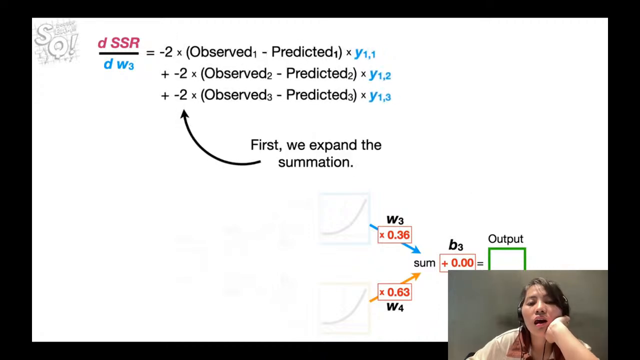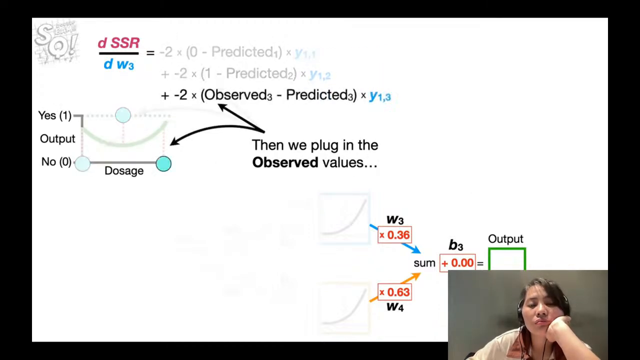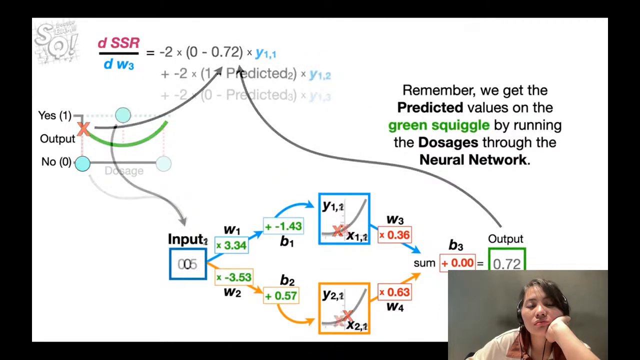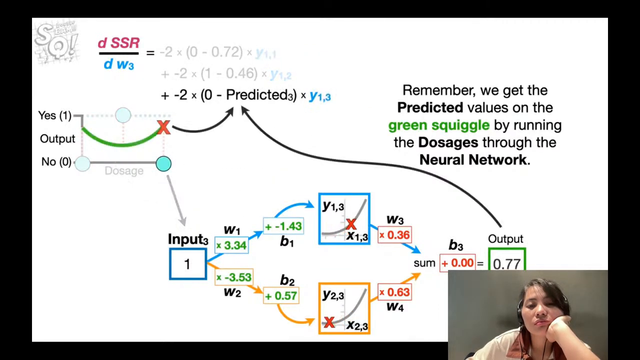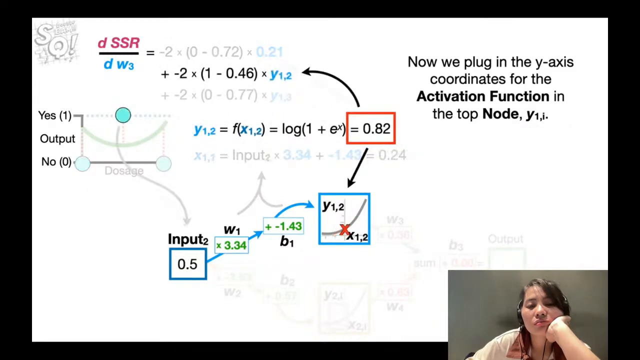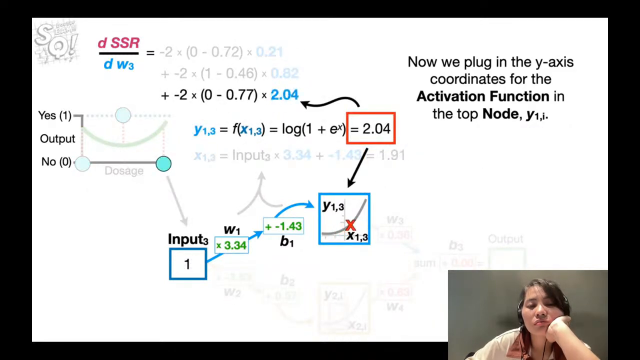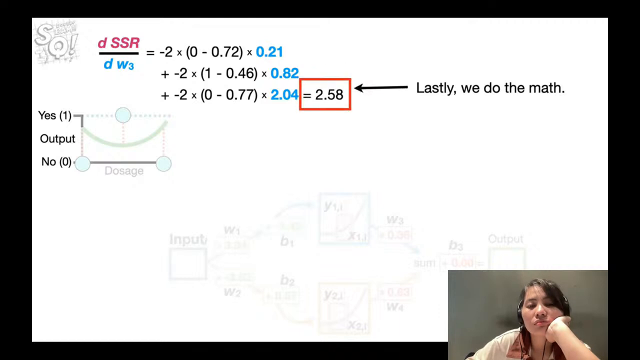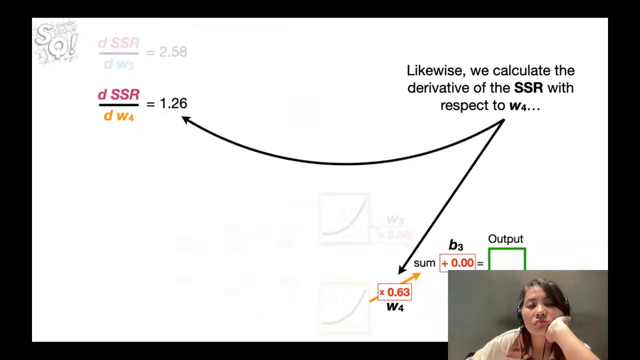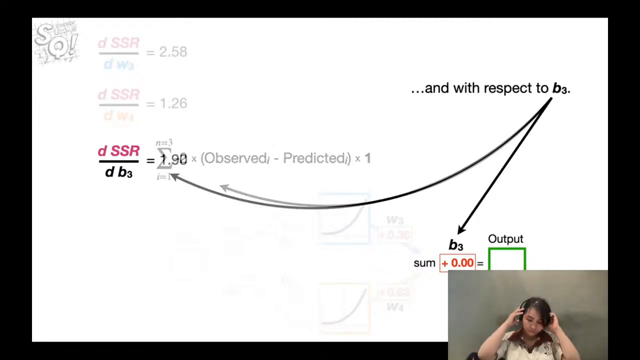Now, starting with the derivative of the sum of the squared residuals with respect to w sub 3, first, we expand the summation. Then we plug in the observed values, and plug in the predicted values from the green squiggle. Remember, we get the predicted values on the green squiggle by running the dosages through the neural network. Now we plug in the y-axis coordinates for the activation function in the top node, y sub 1, i. Lastly, we do the math and get 2.58. Likewise, we calculate the derivative of the sum of the squared residuals with respect to w sub 4 and with respect to b sub 3.